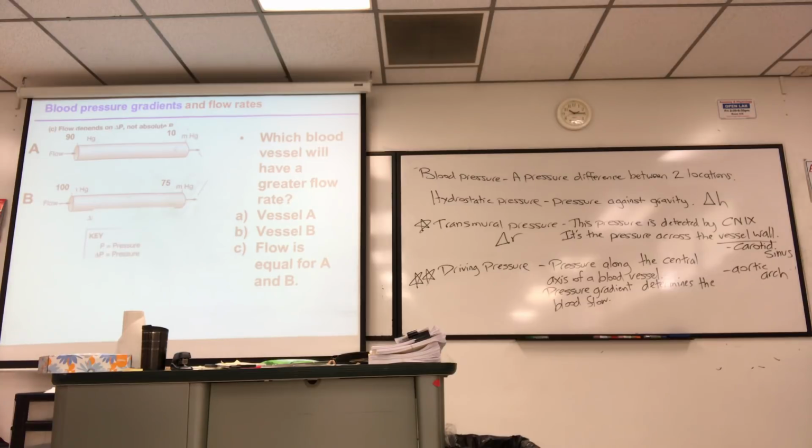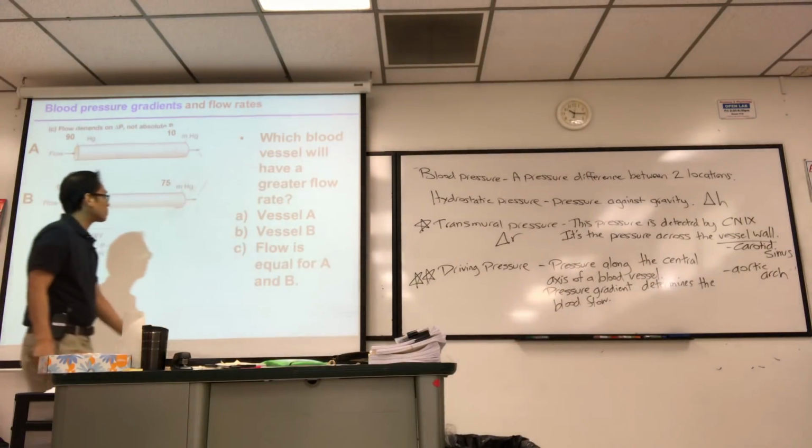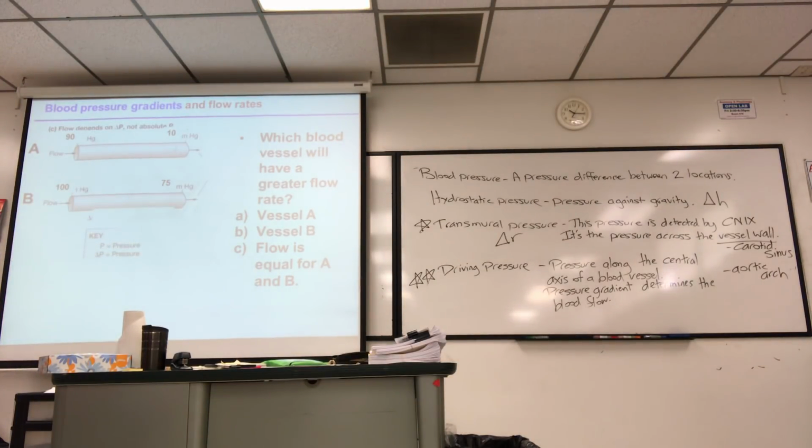So to illustrate that idea, look at A and B, and let's answer the question. Well, which one's going to have a greater flow rate? Vessel A, vessel B, or is flow equal? Okay, it's got to be one of those three choices. And I give you the numbers, 90, 10, 175. How do you figure out a gradient? Don't you subtract? Yeah. What's the gradient for A? There's a difference of 80. There's a difference here, 25. So what will have a greater flow rate, all of the things being equal? A will. The steeper gradient does.